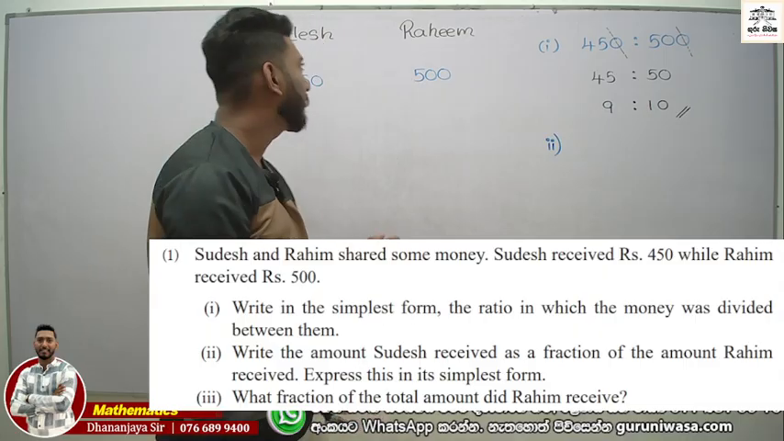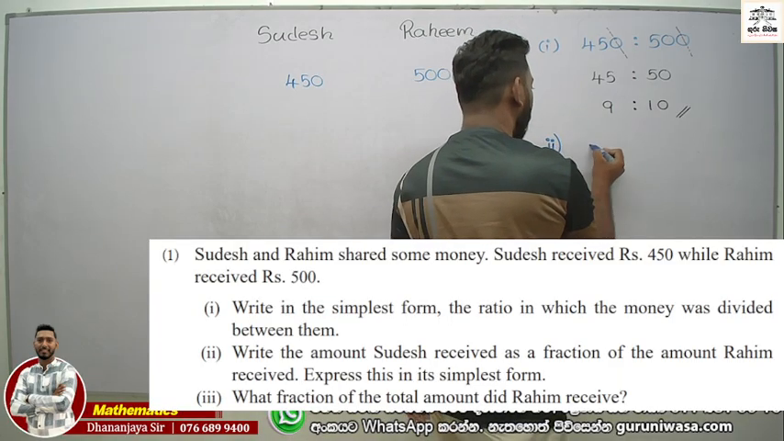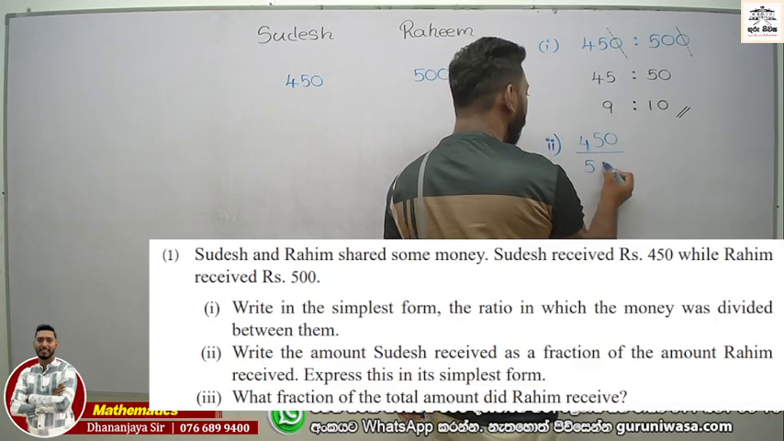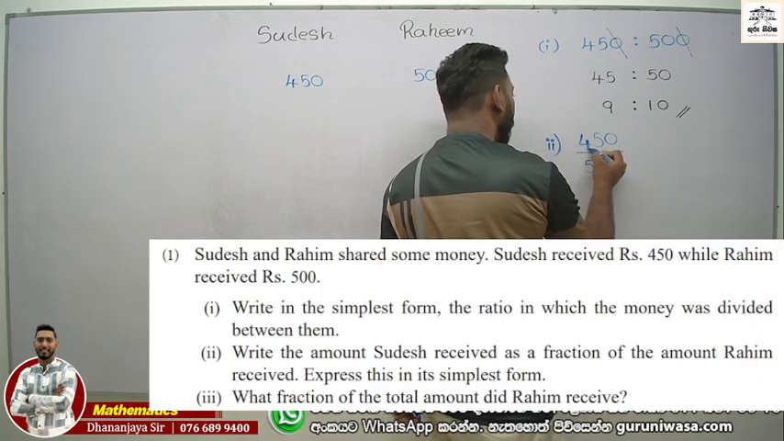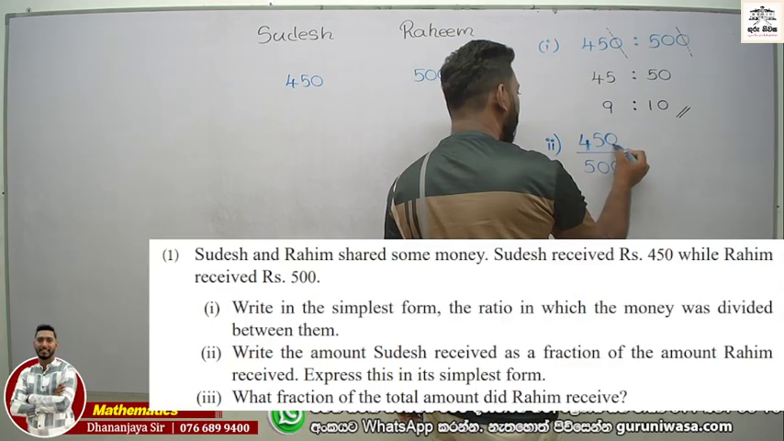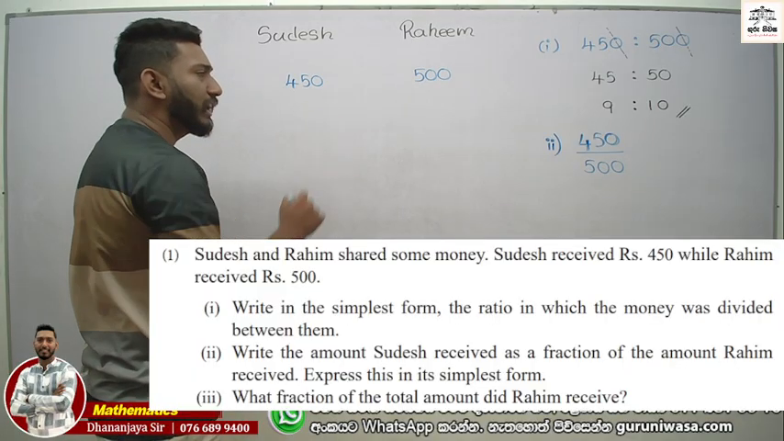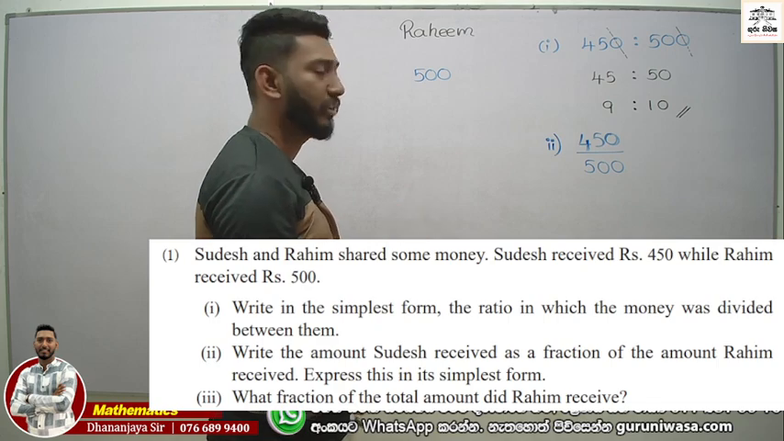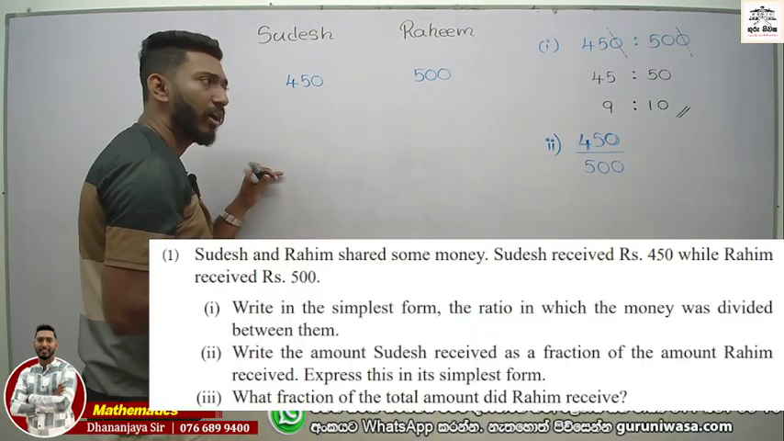Right. Now listen. Sudesh receives 450 like this. Therefore, 450 rupees out of 500. Therefore, you can write as a fraction with Rahim and Sudesh. Therefore, Rahim 500 and Sudesh 450.